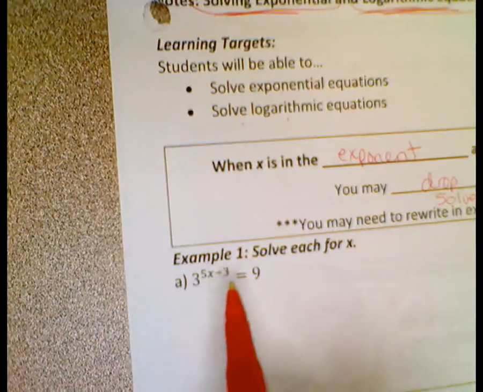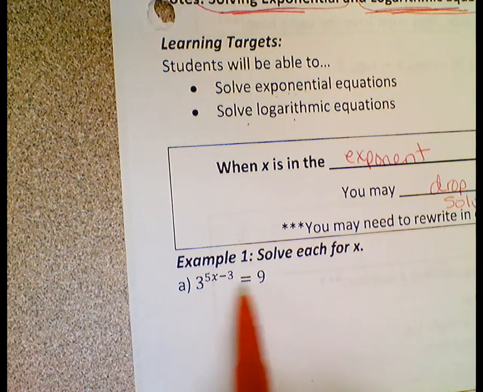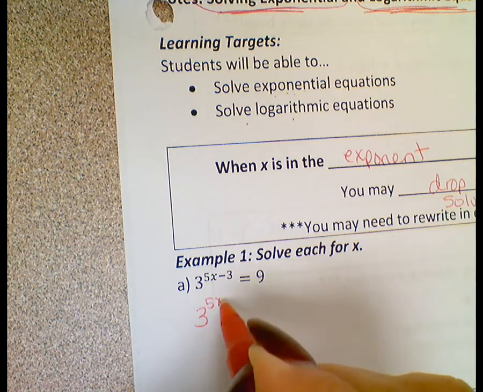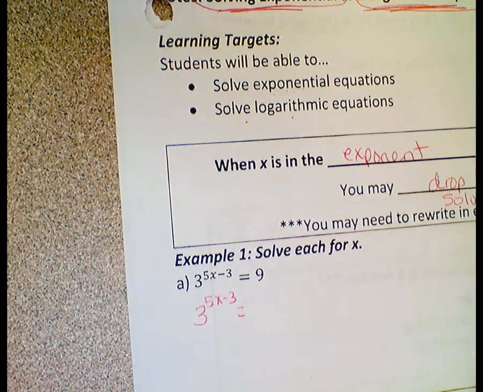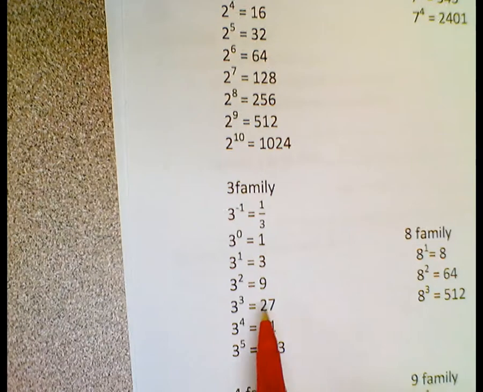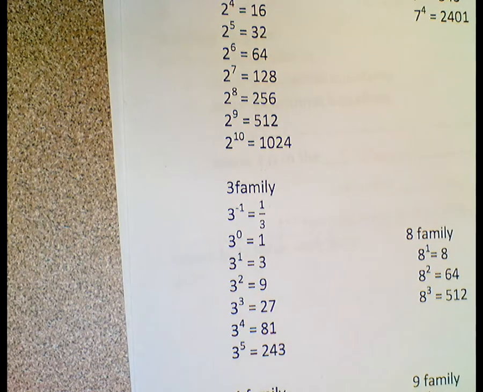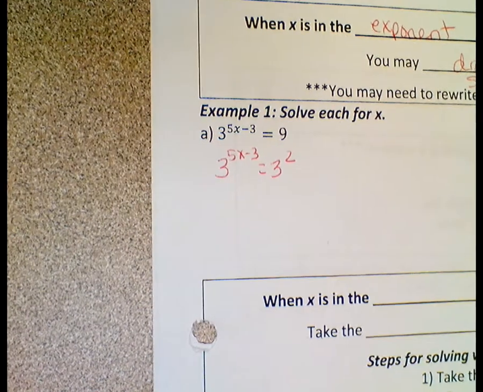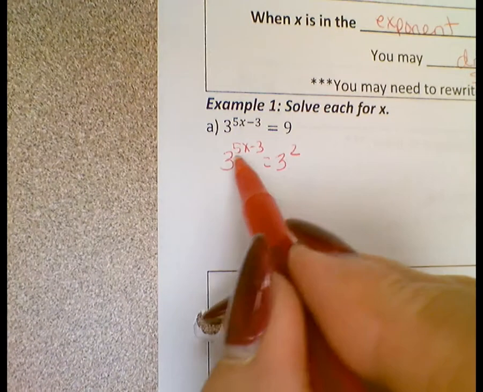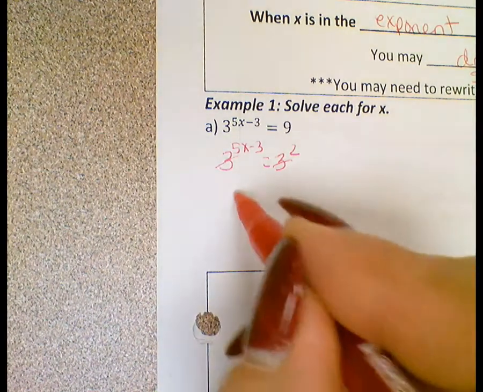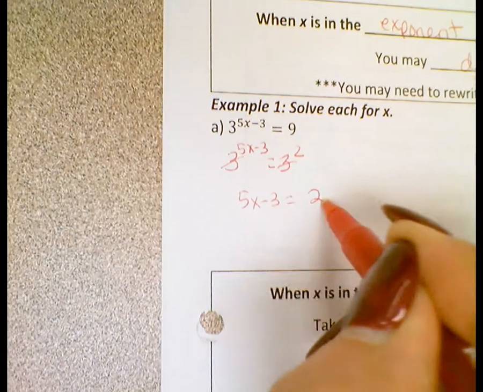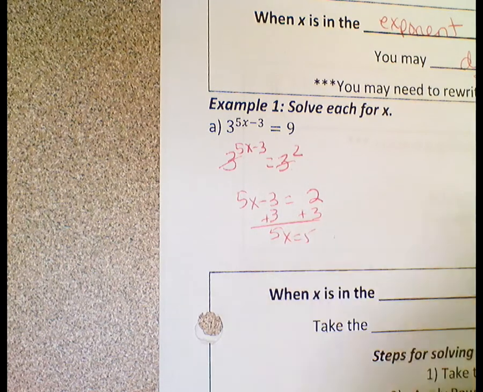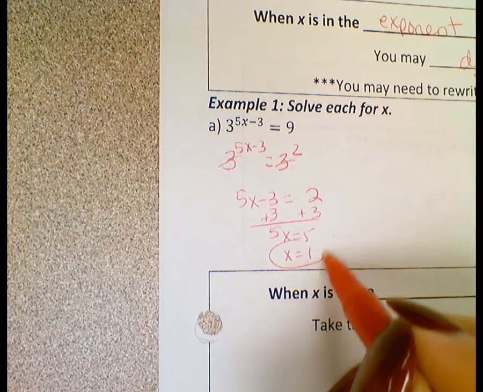Okay, so here we go. Can you make 3 and 9 both a 3? The 3's good the way it is. No change to this side. But how can we rewrite 9? If you look at the 3 family, right here, see the 9? 9 is 3 squared. So I'm going to change 9 to 3 squared. Since the 3's are the same, we drop the base and we set 5x minus 3 equal to 2. Add 3 to both sides and divide by 5. So x is 1.